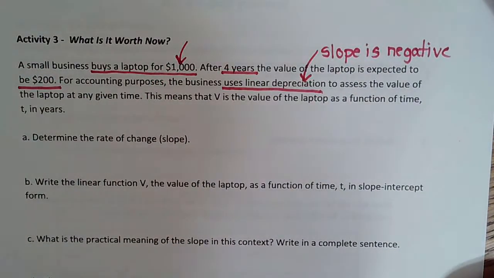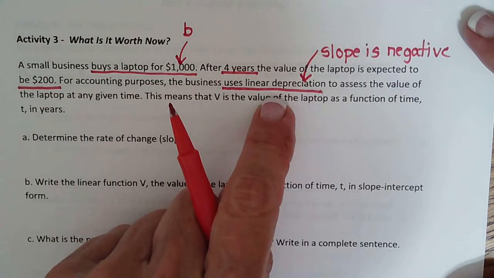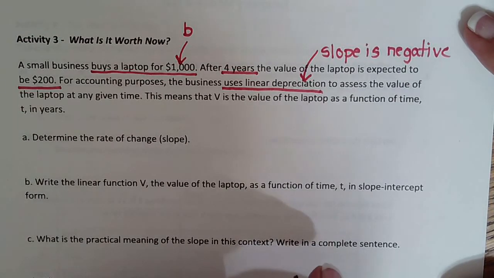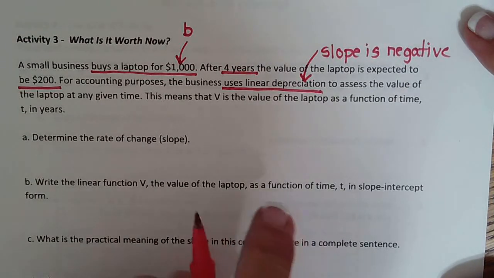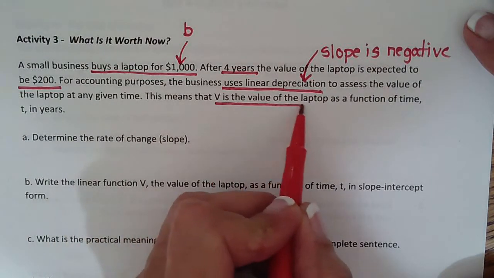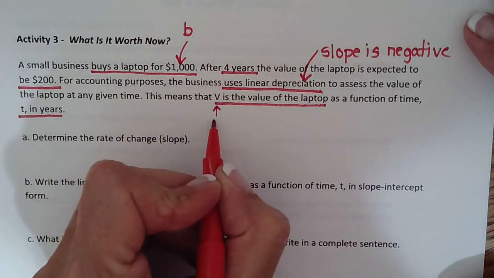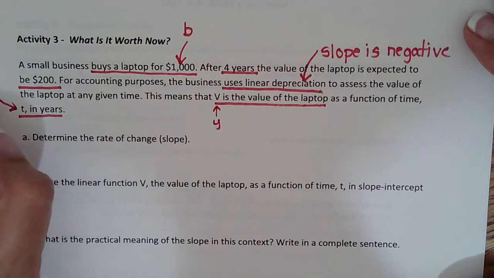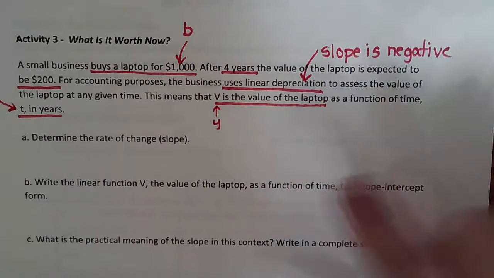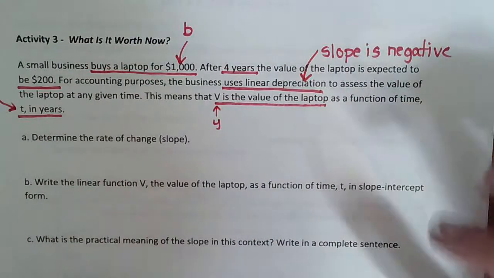1,000, right? Isn't that what the laptop started at? Its value was 1,000, so there's our b. So look at that. We already know our b. We already know our slope is negative. Okay, this means that V is the value of the laptop as a function of time, t in years. So this is my Y, and this is my X. And again, you always know by uppercase, lowercase, but also by as a function of time. That means time is going to be in parentheses, so that means it's my X.